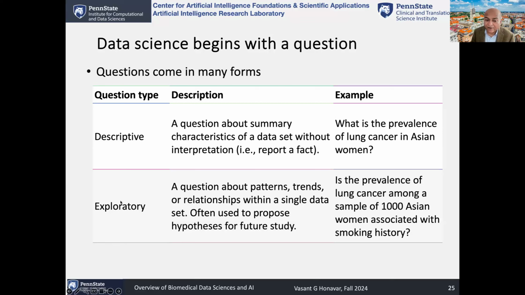You might have an exploratory study, which is basically, you're looking for evidence of some association. So maybe you have a sample of 1,000 Asian women, and you have their smoking history, and you're interested in exploring whether there's an association between smoking history and lung cancer.